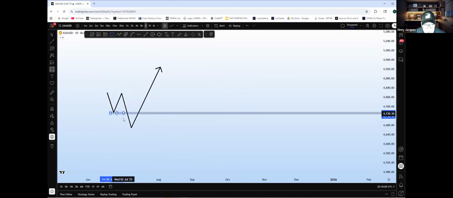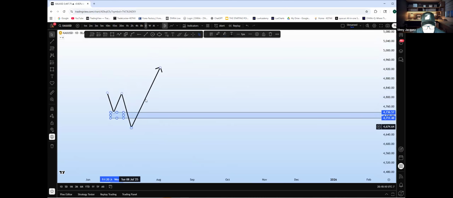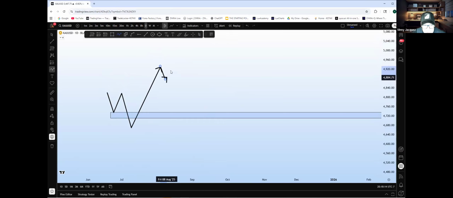Notice, I need a right shoulder here. I have left shoulder, head. I need a right shoulder. As the market makes its way down, the right shoulder, this zone, yes, it's a right shoulder, but it becomes the head to the next setup.